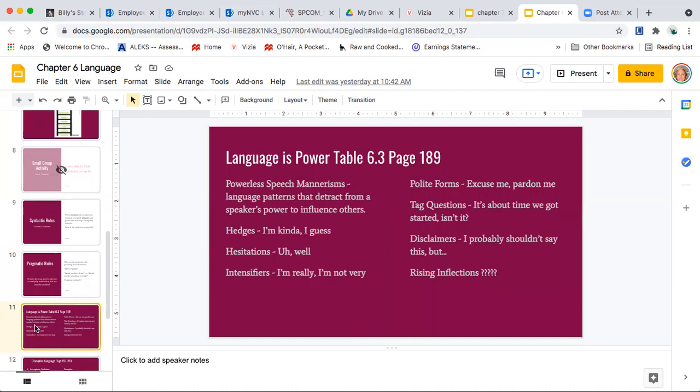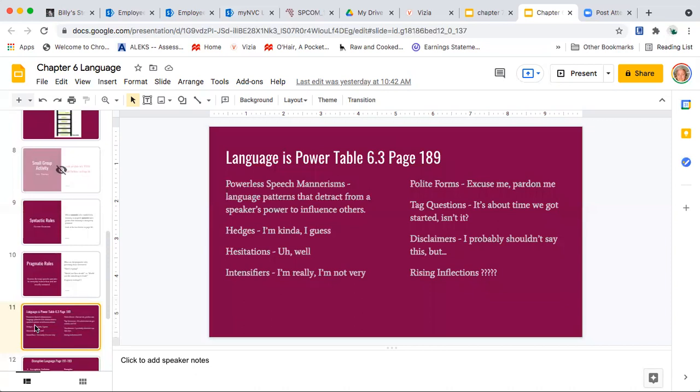Okay, so language is power. Look at the table. It's table 6.3 on 189. I'll turn there too, just in case I want to refer to it. It's at the bottom of 189. Okay, all right. This may be one of your questions as well.